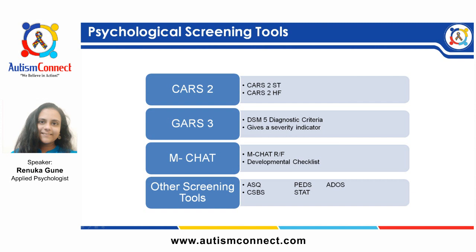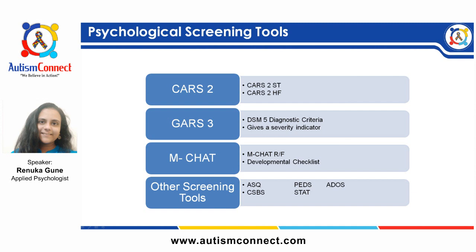Okay, let's start with the first tool, which is the CARS-2. The Childhood Autism Rating Scale is one of the most widely used screening tools for autism, and it is currently in its second edition, right? So CARS-1 had its own lags and concerns: it was not able to accurately pick out or identify signs of autism in children who would be considered high functioning, right? They were not able to do that. That was one of the criticisms that CARS had.